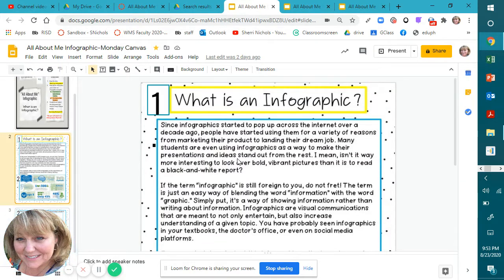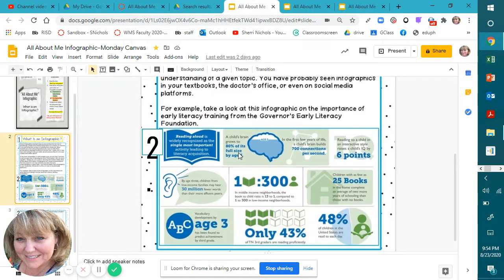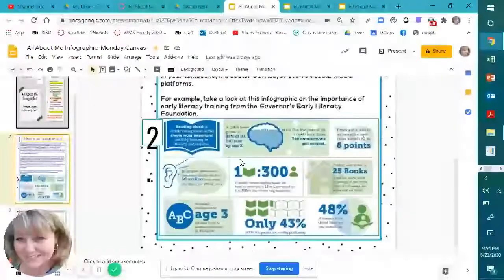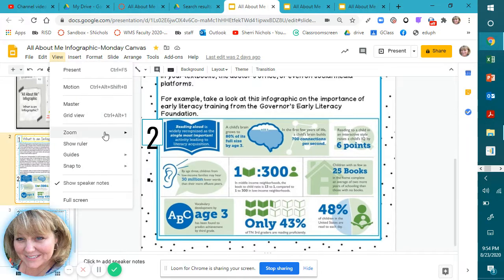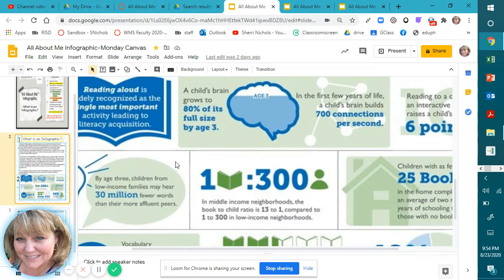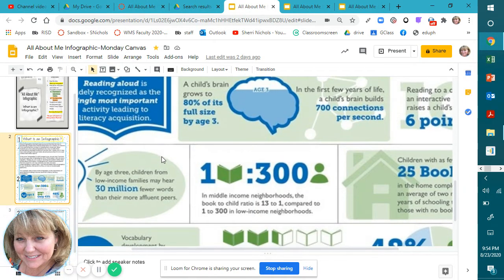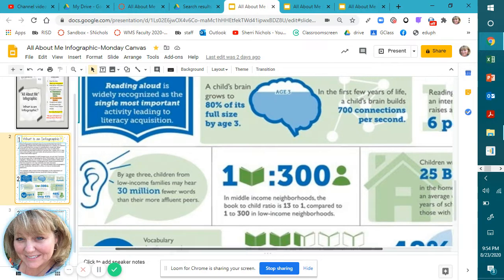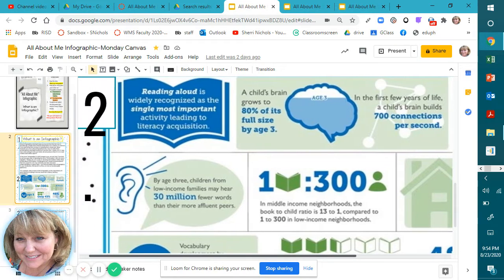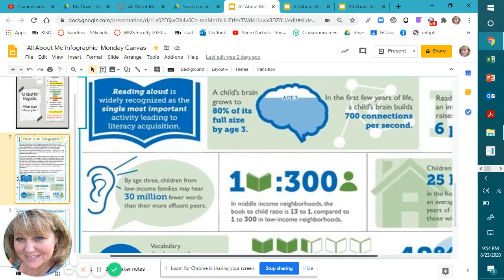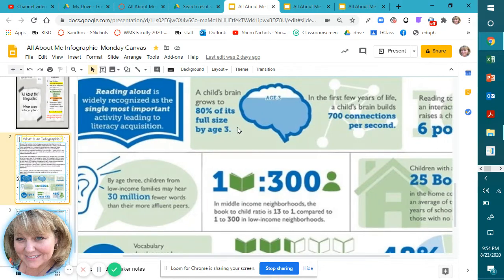Here is what is an infographic, and then there are examples, and this has to do with the Early Literacy Foundation. So read the information. When I say read it, you may need to zoom in a little bit more. View, zoom. Reading aloud is widely recognized as the single most important activity to literacy acquisition. A child's brain grows to 80% of its full size by age 3.